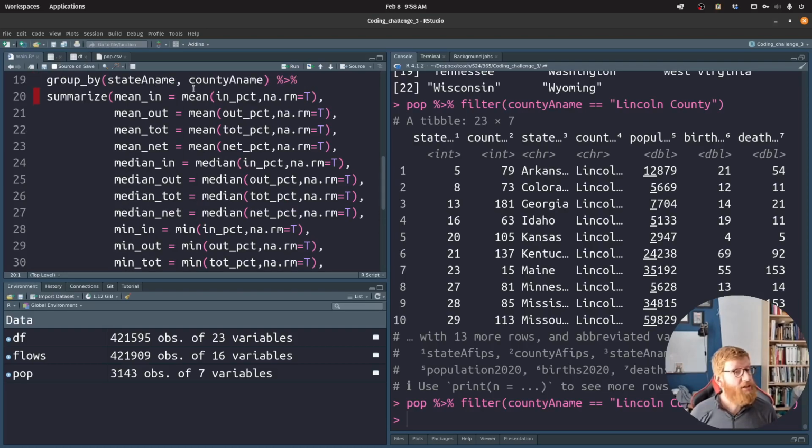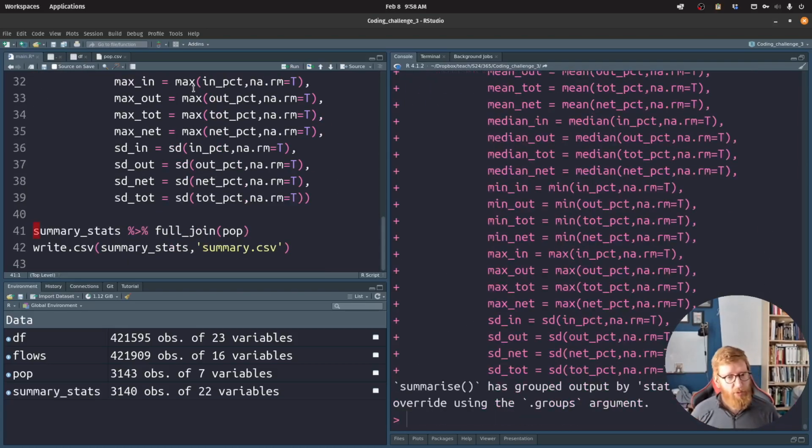But with this summarize, when we run that through, we get a bunch of stuff. It has grouped output by state name. Let's make sure that looks all right. Summary stats. Okay, so we've got 3,140. We've lost 3 counties. That's fine, but we've got about as many counties in our summary as we had in population. Let's go ahead and just join that with pop and view the results.